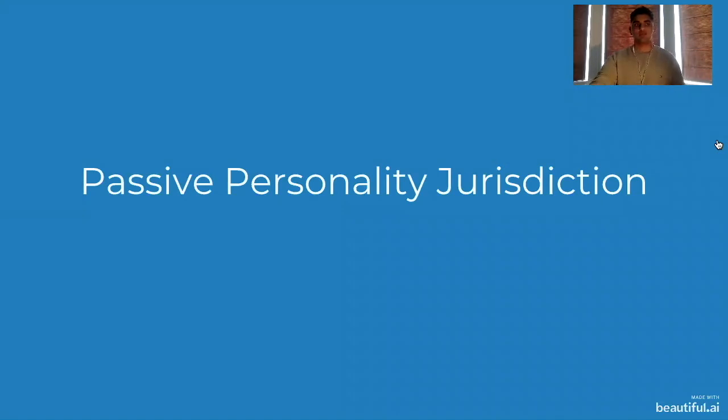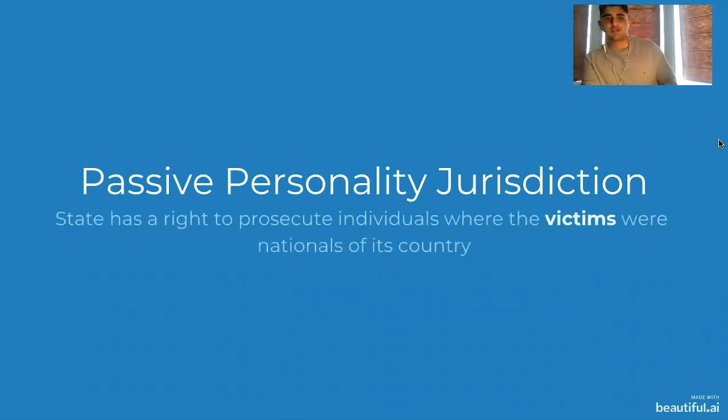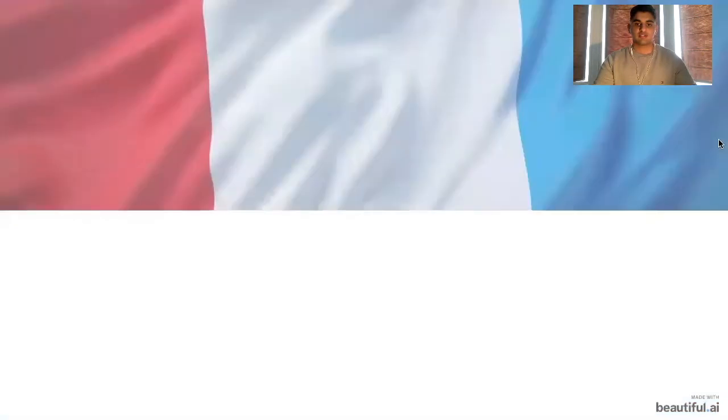It's probably the second most controversial one, and I think it's very rarely used, but it's the idea that a state has a right to prosecute individuals where the victims were nationals of its country. So let's take a similar example again, right?